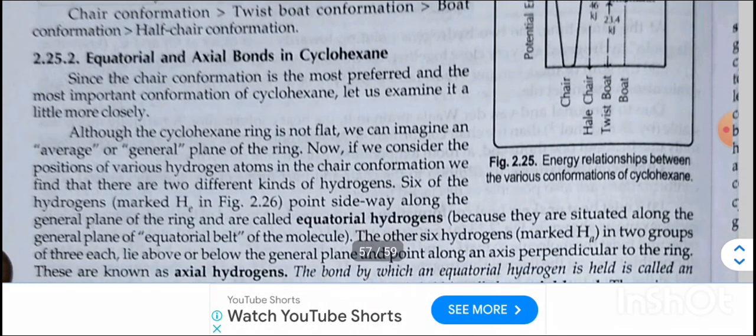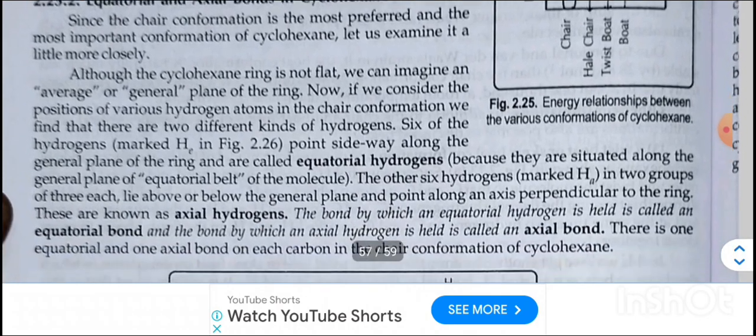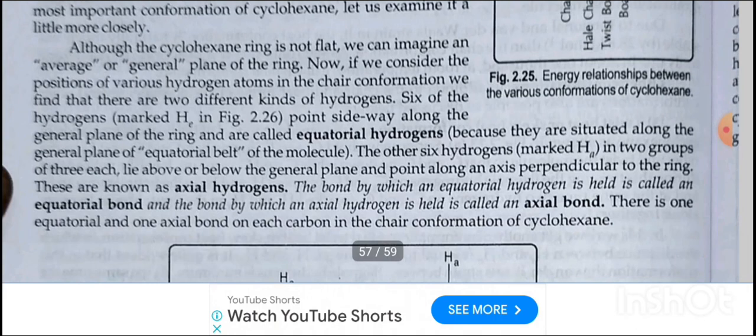Equatorial and axial bonds in cyclohexane. Since the chair conformation is the most preferred and important conformation of cyclohexane, let us examine it more closely. Although the cyclohexane ring is not flat, we can imagine an average or general plane of the ring. Now, if we consider the position of various hydrogen atoms in chair conformation, we find that there are two different kinds of hydrogens. 6 hydrogens point sideways along the general plane of the ring and are called equatorial hydrogens because they are situated along the general plane or equatorial belt of the molecule.